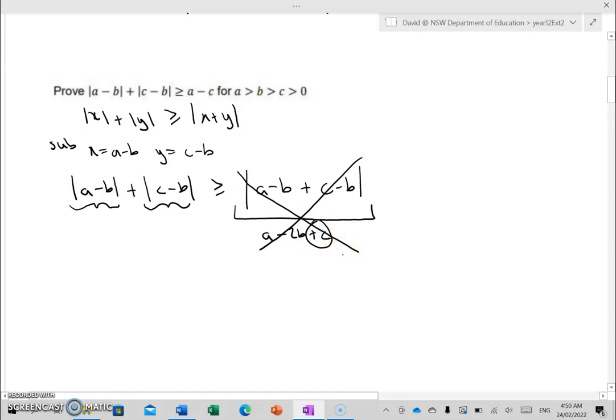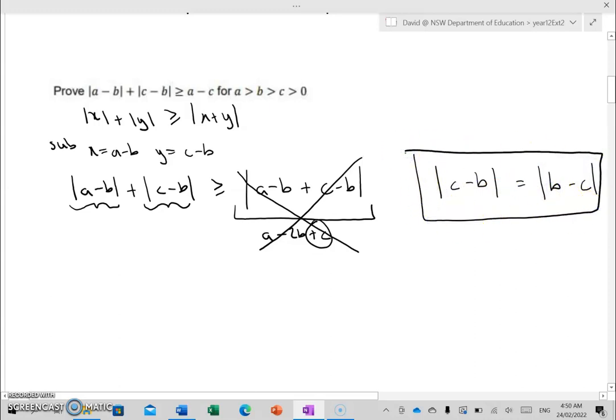So if you think about it, we need a simple property of absolute values, and I think this is going to be the key. This idea that the distance of c from b is the same as the distance of b from c, so therefore we can swap the two middle bits in the absolute value. That's going to be extremely useful.